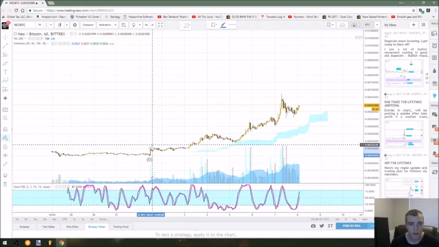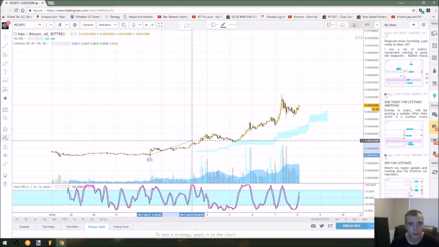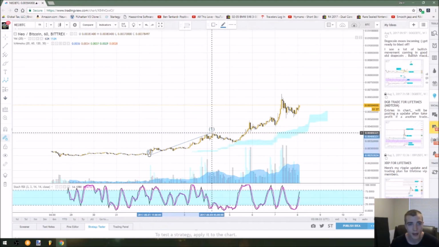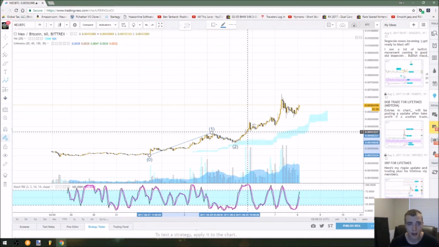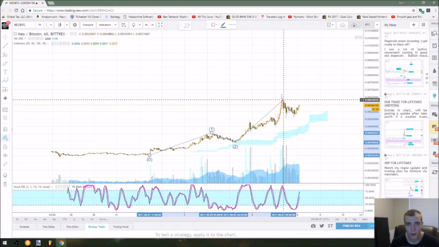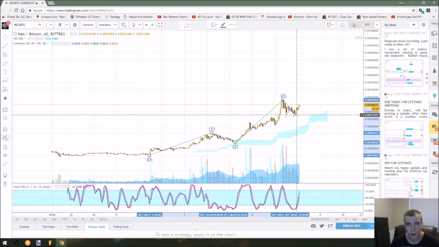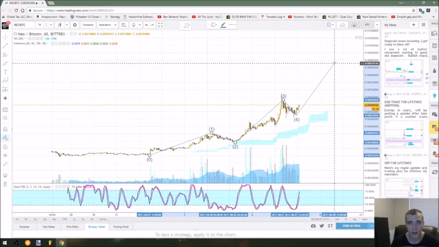But this is what I would consider the first wave, from this pump where volume comes in to our first rejection in prices, and then a retracement back to the Ichimoku cloud at 0.0034 Bitcoin per NEO. And then I would suspect that this would be your second wave, this push up to 0.0063, and then this would be your pullback on the second wave, meaning that we could have another parabolic move up.